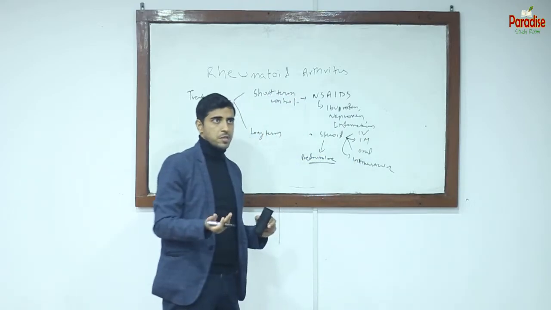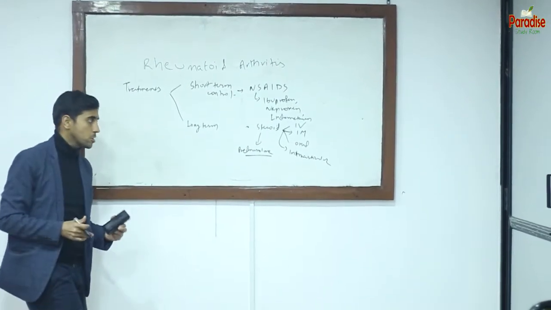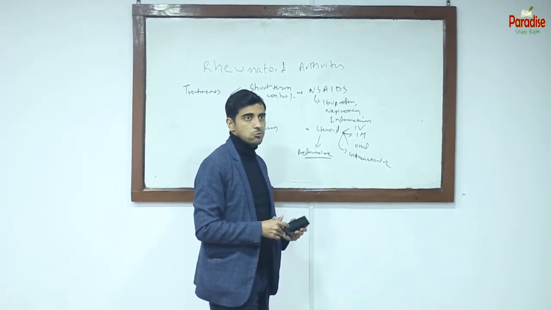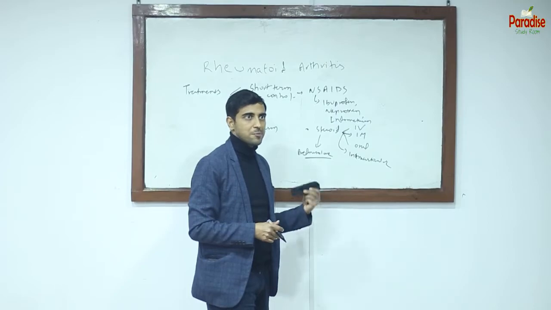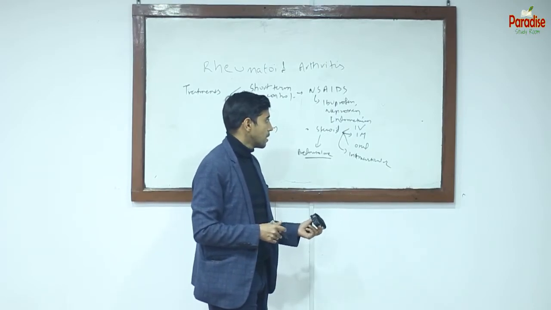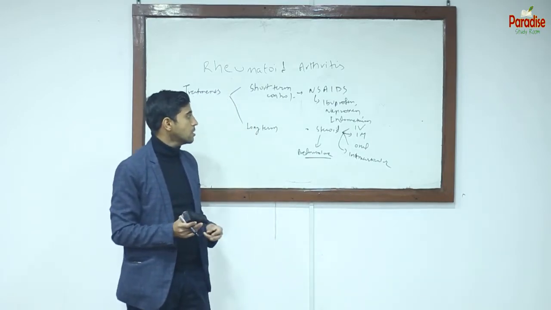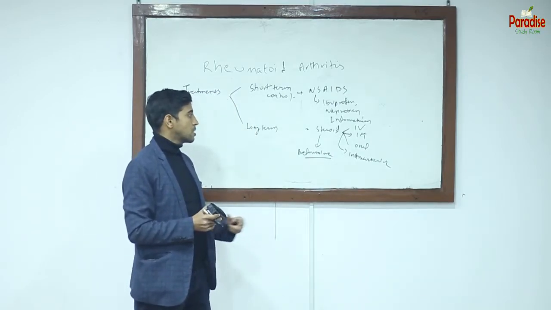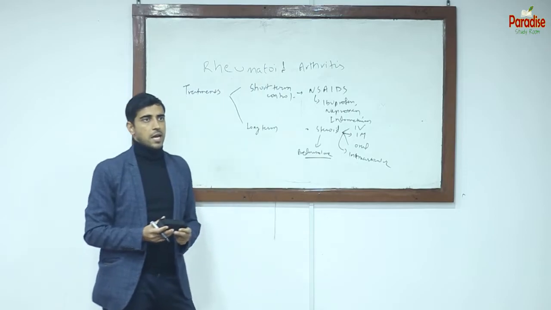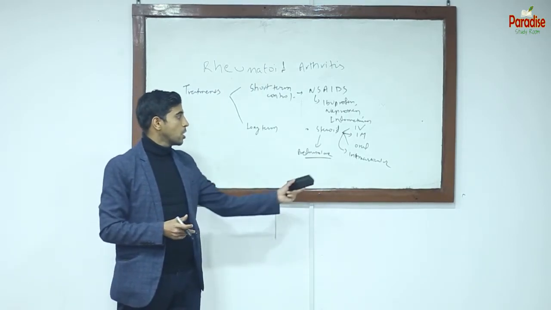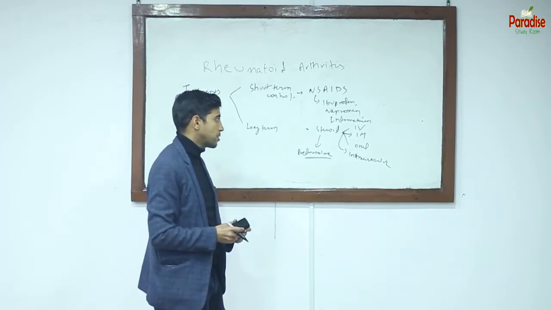For IV, we may use methylprednisolone or hydrocortisone, and for intraarticular, we might use hydrocortisone, methylprednisolone, or triamcinolone. Mainly, we use methylprednisolone and triamcinolone for intraarticular injections, especially when the patient has involvement of one joint, with severe inflammation in one joint. We use intraarticular steroid.